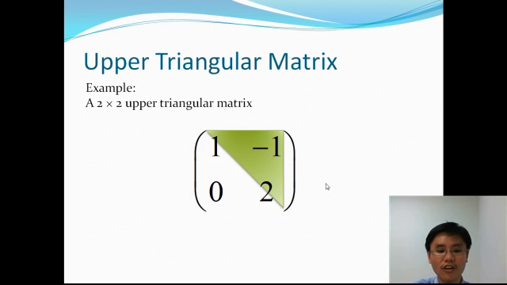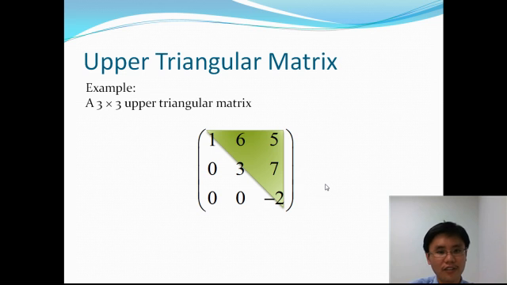The order of the matrix is 2 by 2, which indicates that this matrix is a square matrix. As you can see from this example, all elements which lie in the green triangle are non-zeros. Elements which do not lie in the green triangle are zeros. Here is another example of upper triangular matrix. The order of the matrix is 3 by 3, which indicates that this matrix is a square matrix.